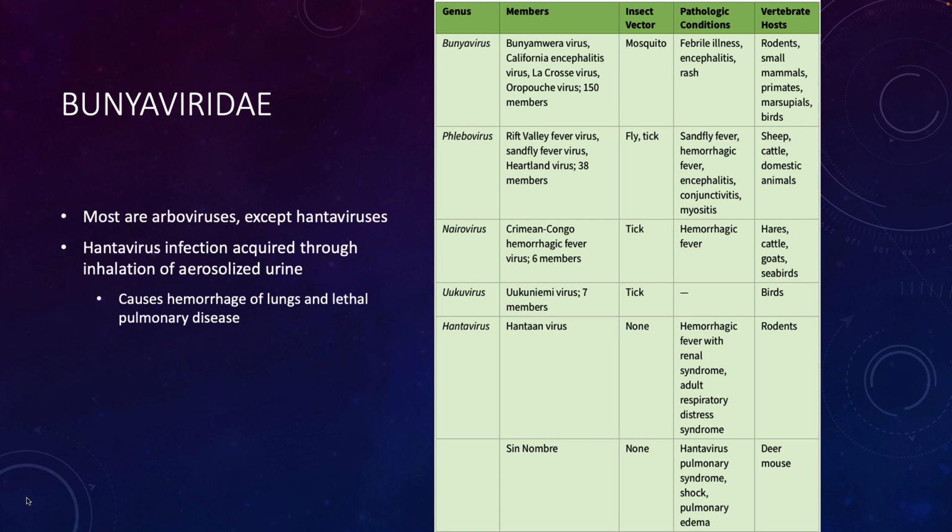With the hantaviruses, what we see is that infection is acquired through the inhalation of aerosolized urine, so rodent urine. And it can cause hemorrhage of the lungs and then lethal pulmonary disease. So really the only one of the Bunyaviruses we're going to talk about is the Sin Nombre virus. Those of you who speak Spanish might recognize that it basically means the no-name virus. And I'll tell you why it is a no-name virus in just a minute.